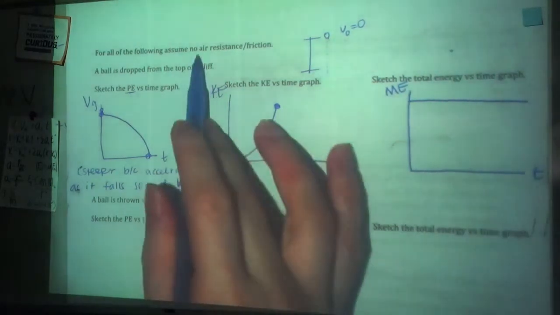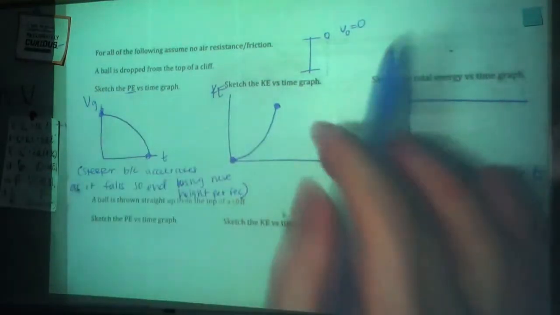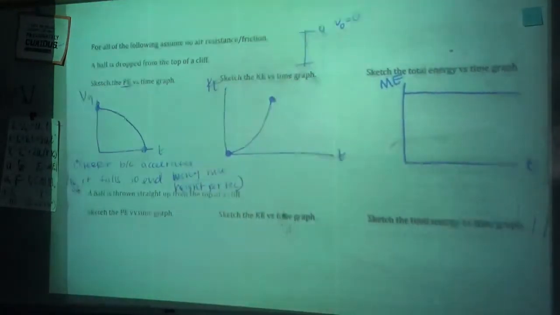Again, this is no friction or air resistance, so no loss. We're assuming that it's all either gravitational potential or kinetic.